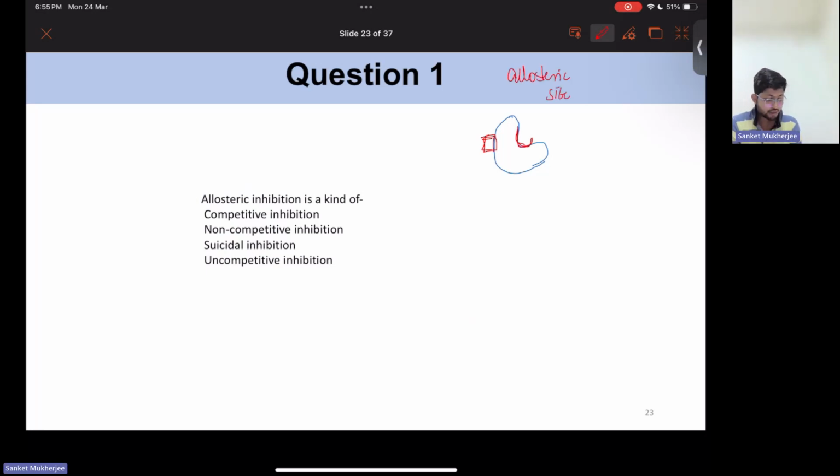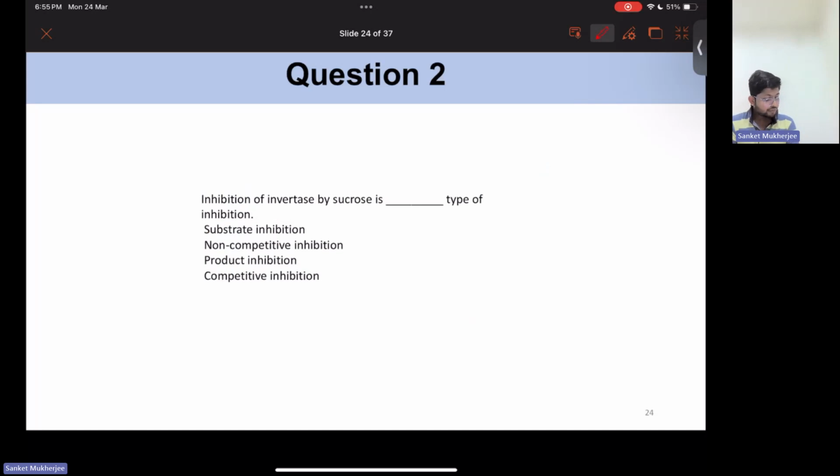This kind of inhibition is a non-competitive inhibition, does not compete for the substrate binding. That's the main thing. Inhibition of invertase by sucrose is a type of dash inhibition. Is it substrate inhibition, non-competitive inhibition, product inhibition, or competitive inhibition? It's an example of substrate inhibition.